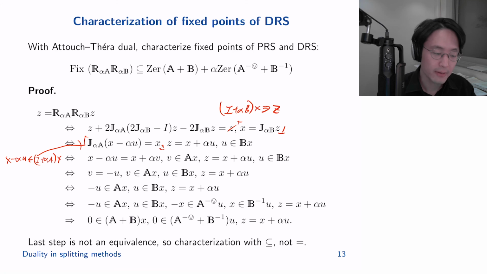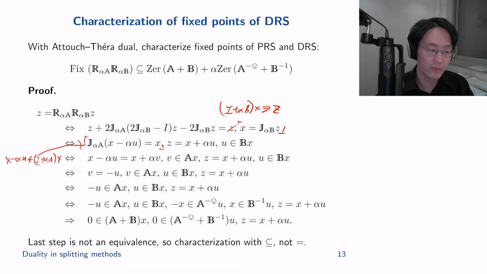Okay, and finally we have the forward implication. This condition implies that 0 is in A plus B evaluated at x. These two conditions combine, which implies that 0 is in A inverse minus I plus B inverse evaluated at u, where z is x plus alpha u. So this last step is an equivalence.